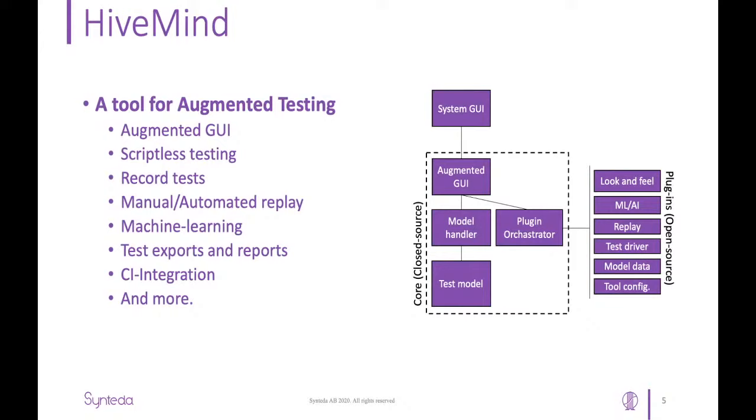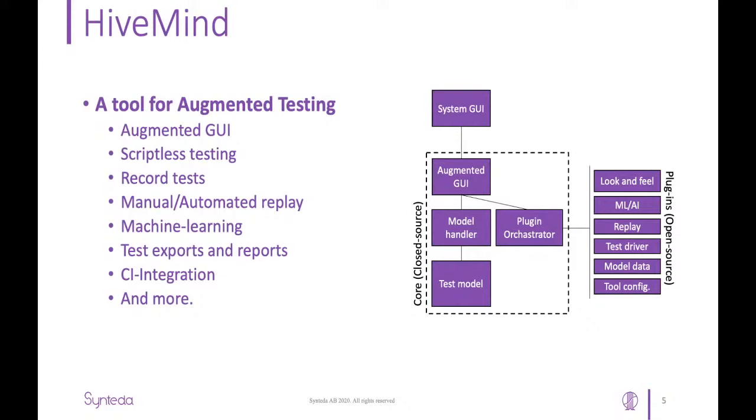On the right side here, there is a high-level model of the architecture of the tool, where we have the system UI, and that is the system under test that we aim to verify conforms to its requirements. That is connected to the tool through the Augmented UI. Inside the core of the application, we then have the model handler, which deals with all the test data, sending data, and recording data into the model.